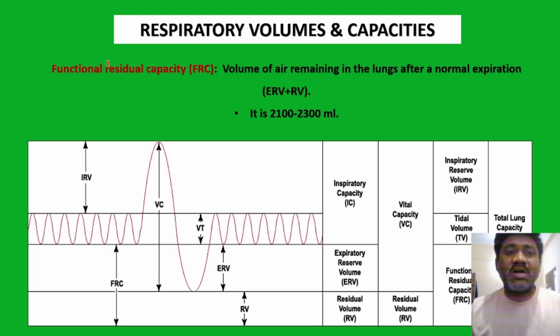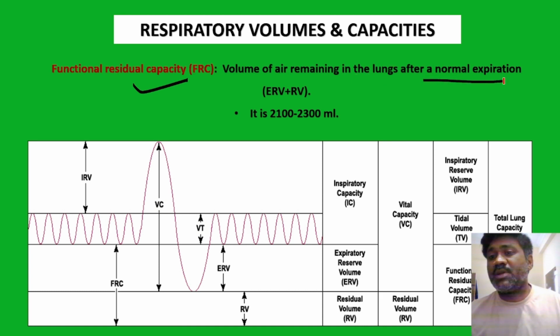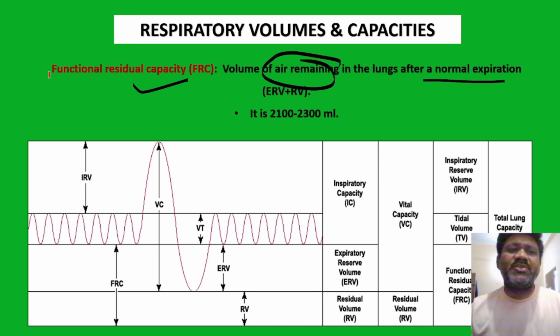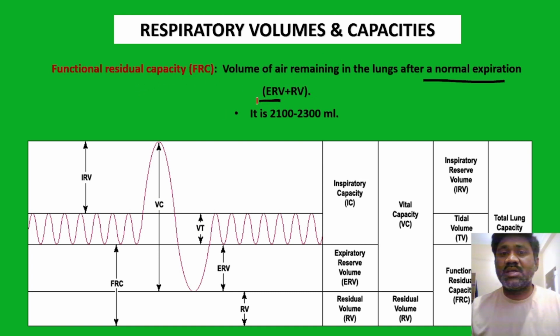Okay. Now what is the functional residual capacity? Volume of air remaining in the lungs after a normal expiration. So whenever we exhale after normal expiration, what happens? Some air will be left in the lungs. That is called functional residual capacity. It is expiratory reserve volume plus residual volume together. Expiratory reserve volume means forceful expiration. Residual volume means how much remains in the lung. These together are called functional residual capacity.